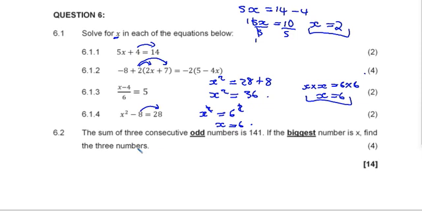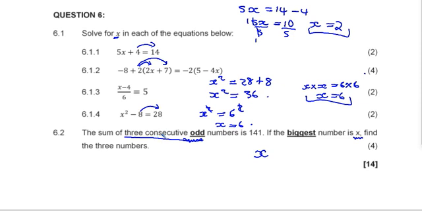All right. The last question: the sum of 3 consecutive odd numbers is equal to 141. If the biggest number is x, find the 3 numbers. So we are saying the biggest of these odd numbers is x. Let me start with writing the biggest. I want to work with them going to the left.